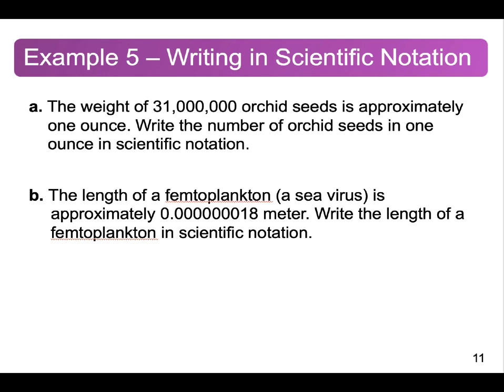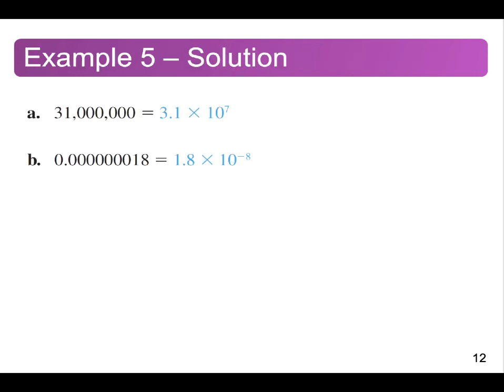Now we have a sea virus called a femtoplankton, and it's approximately 0.000000018 of a meter. If we wanted to write this in scientific notation so that it didn't have so many zeros, we would see that we had to move the decimal 1, 2, 3, 4, 5, 6, 7, 8 places to the right. This is going to give us a negative exponent, and so we have 1.8 times 10 to the negative 8. With scientific notation, one thing that you can remember is that if you have a number that's bigger than 1, the exponent's going to be positive. And if you have a decimal number that's smaller than 1, so it's 0 point something, you're always going to have the exponent with a negative power.